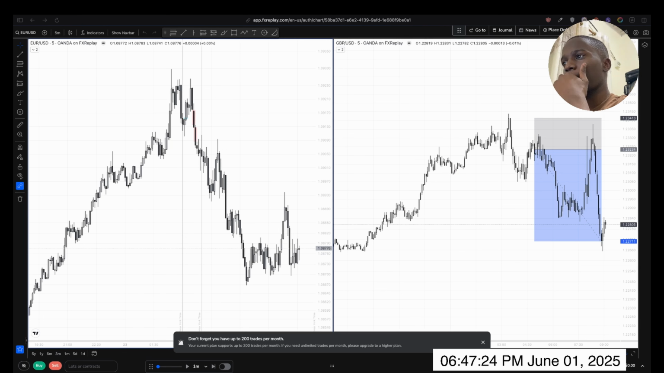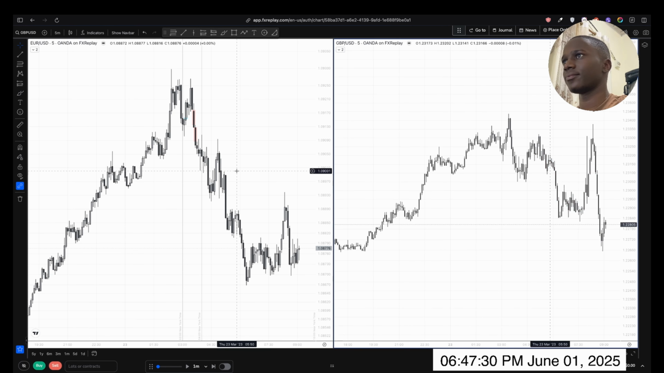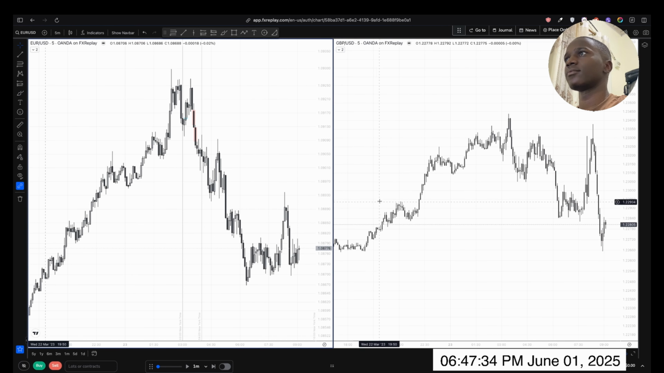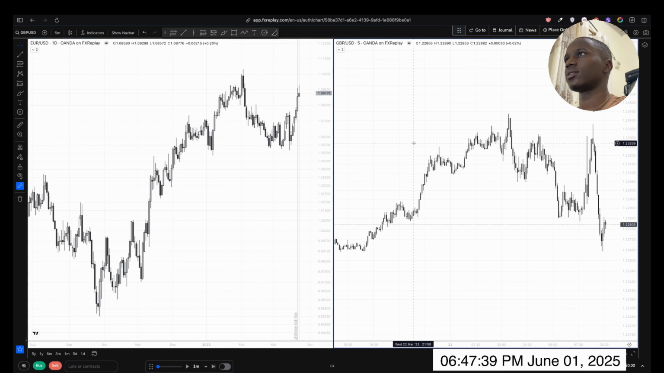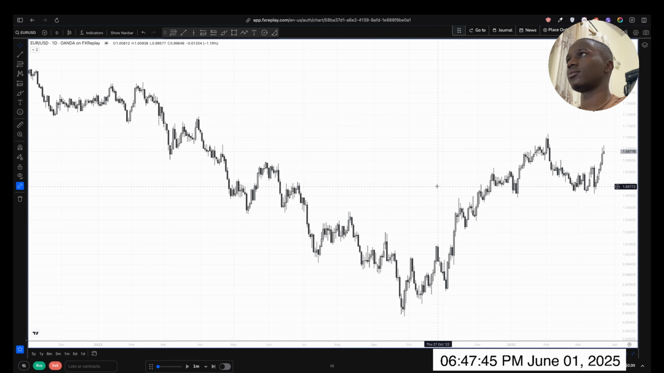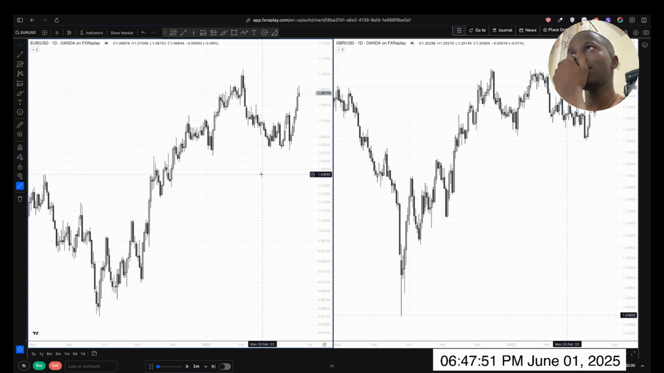Alright, so these are some of the trades I have taken. Let's remove all the drawings and go back to the daily. You can see how the dailies are looking. Right, so this is how the chart is looking as of now.